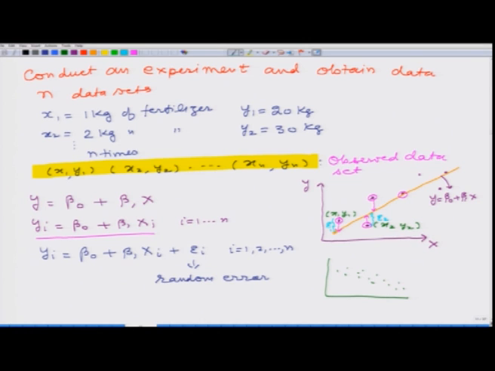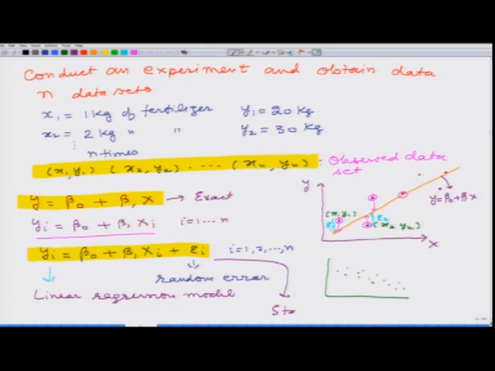Right. Okay. So, now I call this thing a linear regression model. And if you try to see the difference between this model and this model, this was a sort of exact relationship, but this is going to depict a statistical relationship.